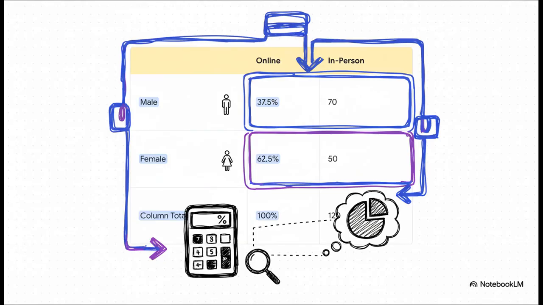So let's zoom in on the online column. The total for this column is 80. So of these 80 online learners, what percentage are male? We take the 30 male students, divide by the column total of 80, and we get 37.5%. For females, we take 50 and divide by 80, which comes out to 62.5%. So this tells us that the group of online learners is mostly female.